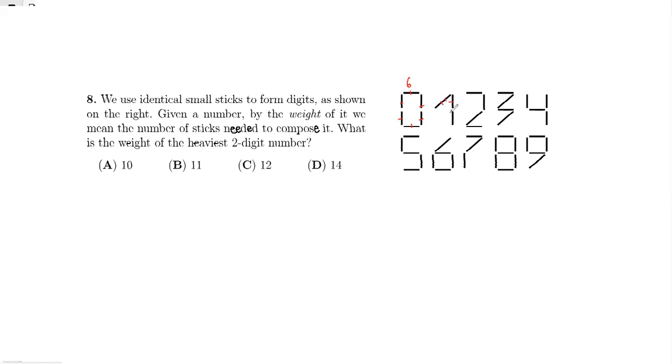This has 1, 2, 3, 4. This has 1, 2. Let's just take this. So this also has 4. This one will have 3 if we take these as identical, 1, 2, 3, 4. If we just keep looking, then the digit 8 has the maximum number of sticks. 1, 2, 3, 4, 5, 6, 7. So 8 has 7 sticks, and the heaviest two-digit number will be 88, which will be 7 sticks plus 7 sticks. It will be 14 units. So what is the weight of the heaviest two-digit number? It will be 14 because 8 has the maximum number of sticks. No other digit has so many sticks.